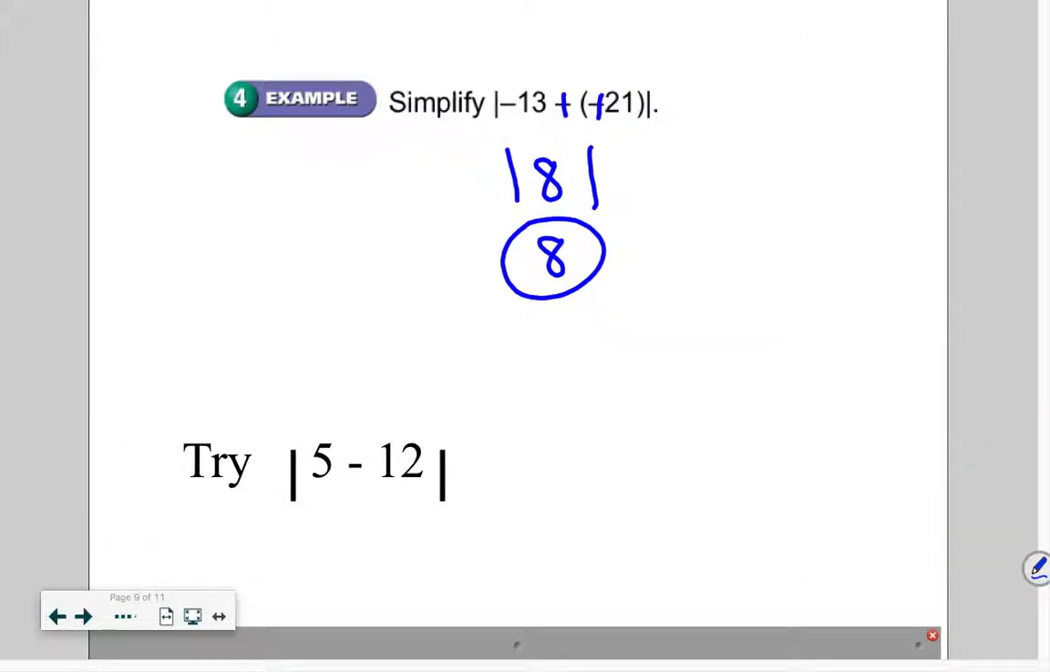Now, absolute value of 5 minus 12, top of your second page. What is 5 minus 12? Negative 7, but that negative 7 needs to be written inside your absolute value brackets. What is now the absolute value of negative 7? 7. Positive 7 is correct. Questions there?